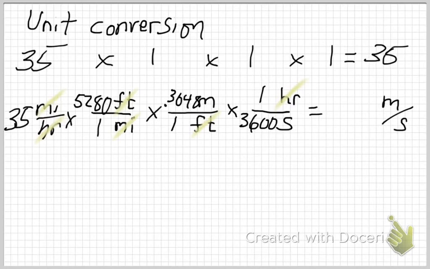So what remains in our answer is going to have units of meters per second. That was our target. And then to figure out how many we have, all we do is enter into our calculator 35 multiplied by 5,280 multiplied by 0.3048 divided by 3,600. And that number that we'll get associated with that is 15.6.